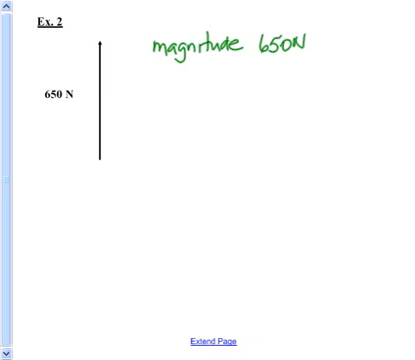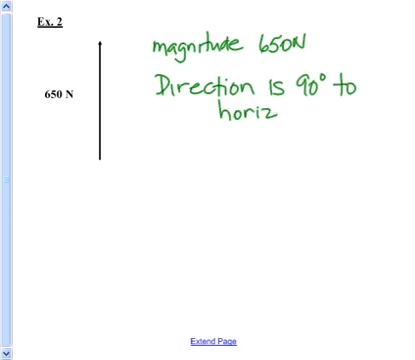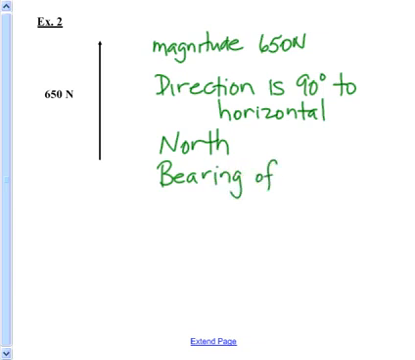Its direction is 90 degrees to the horizontal. We could also say that was north. Or it has a bearing, if you like to sail boats, of 0 degrees. Bearings always come from the north.